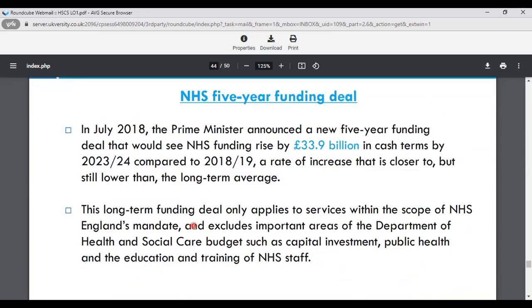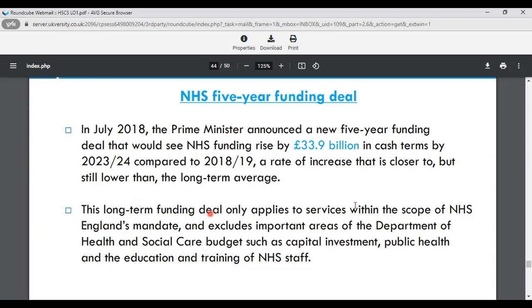So NHS 5-year funding deal, there's that deal that exists within the NHS. In July 2018, the Prime Minister announced a new 5-year funding deal that would see NHS funding rise by 33.9 billion in cash terms by 2023-24 compared to 2018-19, a rate of increase that is closer to, but still lower than, the long-term average. So we still needed more.